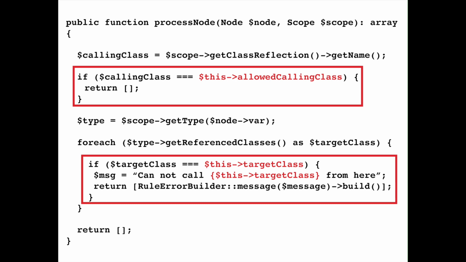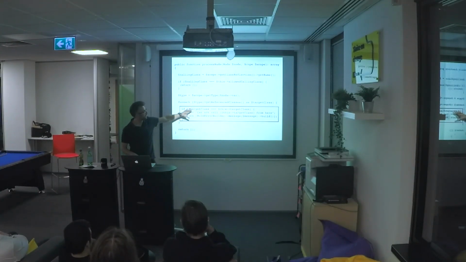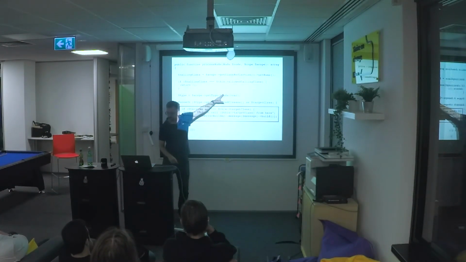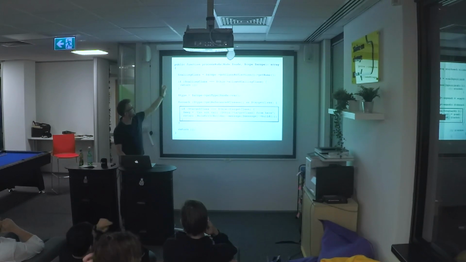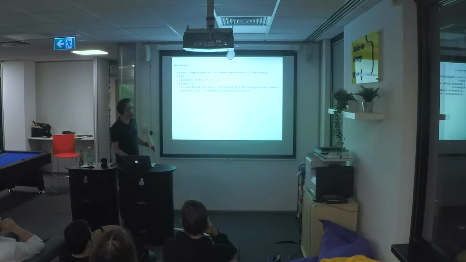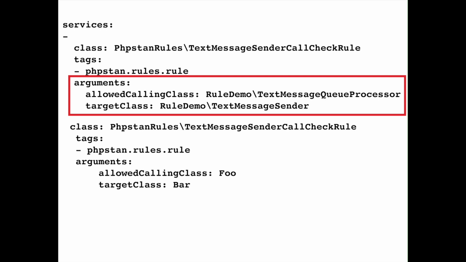Text message queue processor allowed calling. No, this would be text message sender, and that would be text message queue processor. So what we've done now is we made this a bit more generic, and we probably changed the name of the rule as well. And then in our configuration, we just add in the information here.